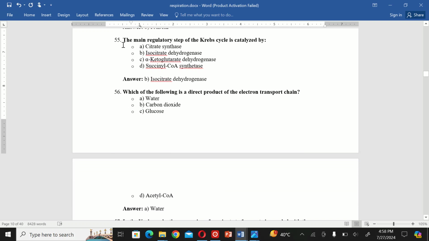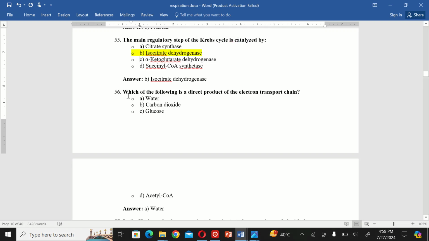The next MCQ is: the main regulatory step of the Krebs cycle is catalyzed by A. Citrate synthase, B. Isocitrate dehydrogenase, C. Alpha ketoglutarate dehydrogenase, and D. Succinyl coenzyme A synthase. So the correct option is B.